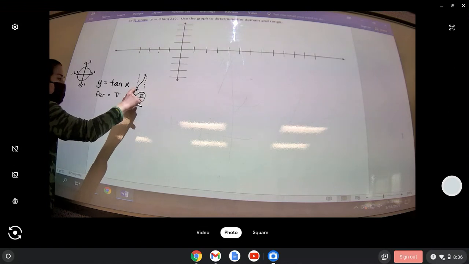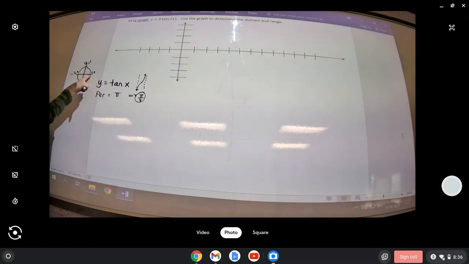So we're looking for this asymptote. So guys, at 0, the tangent would be y over x. That's 0 over 1, so it didn't start at 0, the first cycle. So then let's go backwards at negative pi over 2, right?